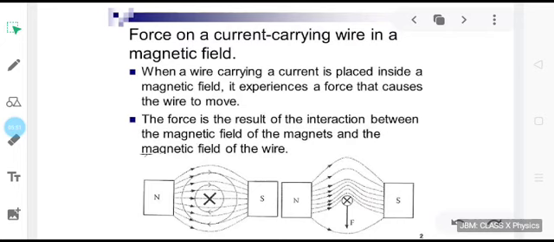When a wire carrying a current is placed inside a magnetic field, it experiences a force that causes the wire to move. The force is the result of the interaction between the magnetic field of the magnets and the magnetic field of the wire. Now, in some textbooks, you will find that instead of using the word force, a new term, torque, is used.